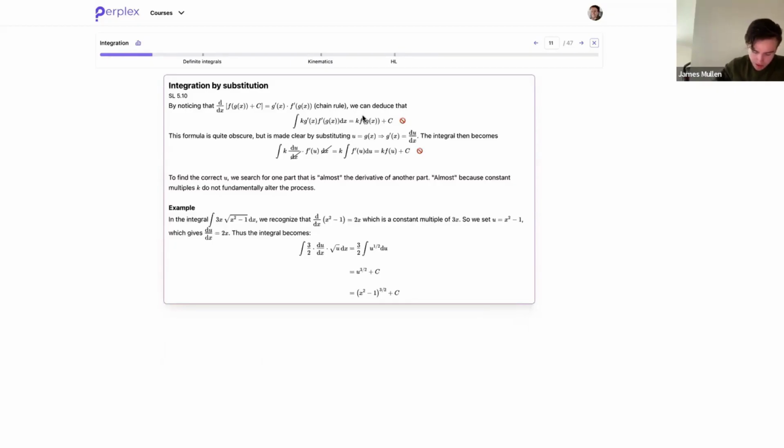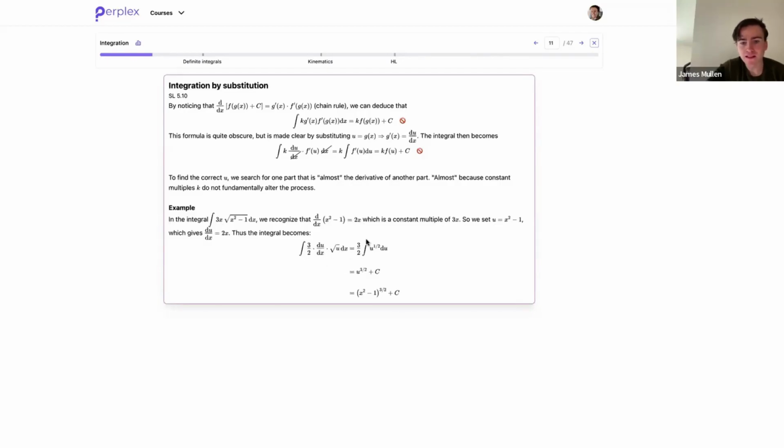Okay, so here's an example of what you might have to solve on the IB, something like the integral of 3x times the square root of x squared minus 1. So I recognize that the derivative of x squared minus 1 is 2x, which is a constant multiple of 3x. So if I let u be equal to x squared minus 1, that gives me du/dx is equal to 2x. And then my integral becomes 3 over 2, because I have the 3, and my derivative gives me 2x. So I have 3 over 2 times du/dx times the square root of u dx.